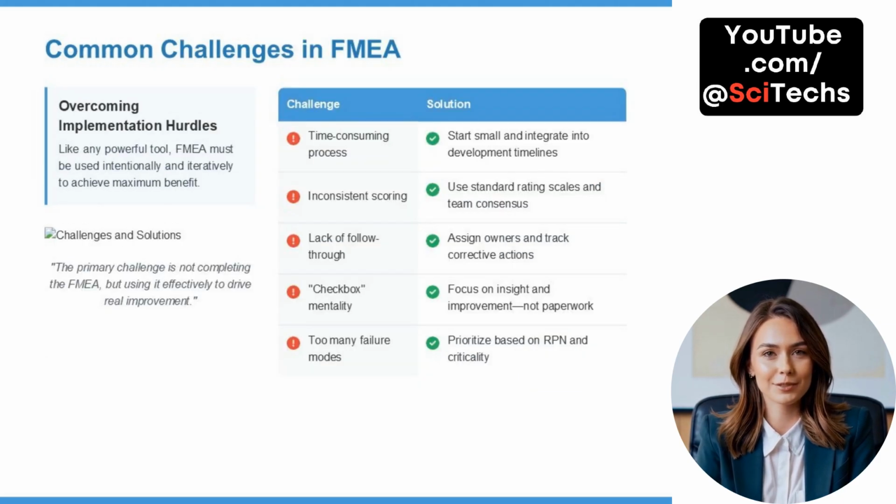Common challenges in FMEA. Despite its benefits, FMEA isn't always easy to implement effectively. One common challenge is dealing with too many failure modes, which can overwhelm teams and dilute focus.